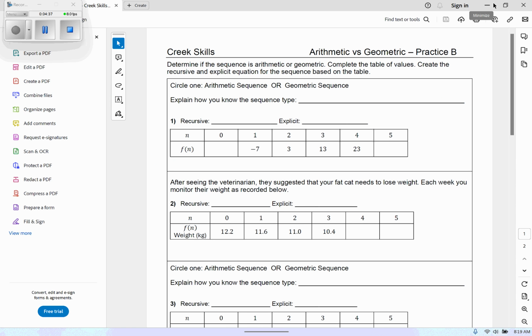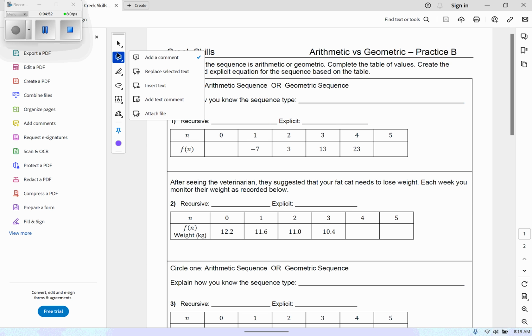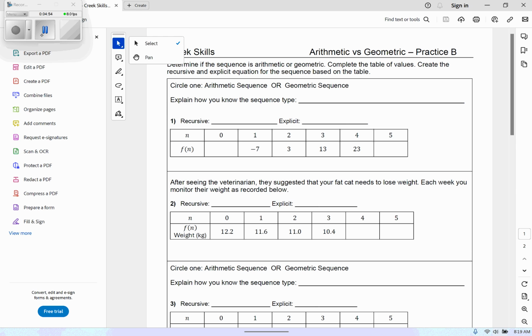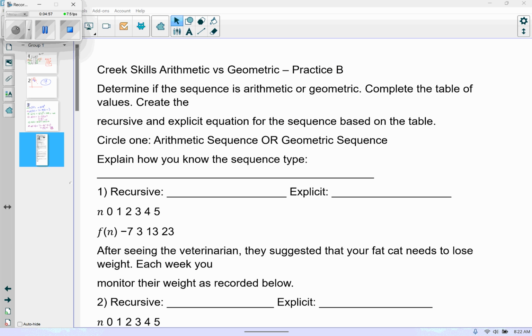All right, so this is the equation. Let's make sure I'm ready to write on this. I've loaded this. This looks a little bit different than your sheet, but the same problems. So let's take a look at what we have. I have to modify this down here a little bit.